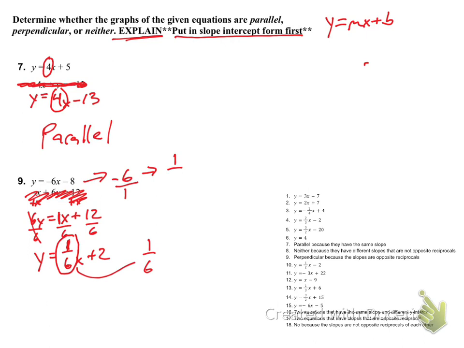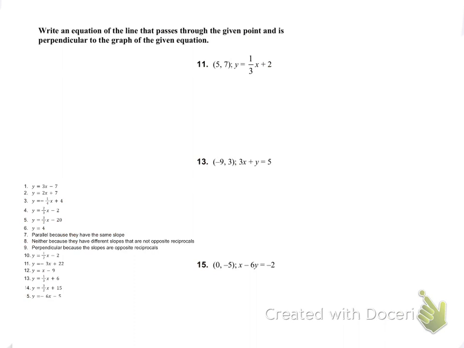So if the opposite and the reciprocal is a positive 1/6, which is what that equals, so they are perpendicular. Let's see if I got them right. Parallel and perpendicular. So we're good to go there.